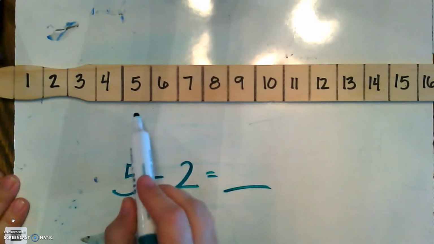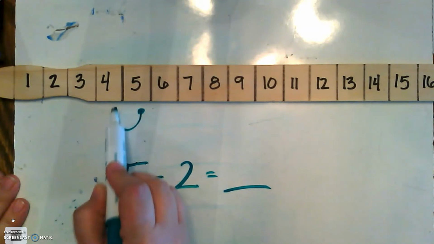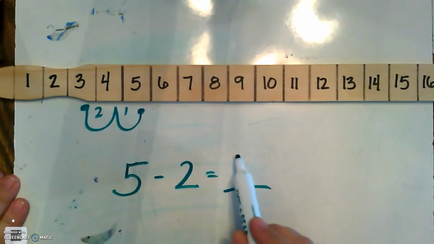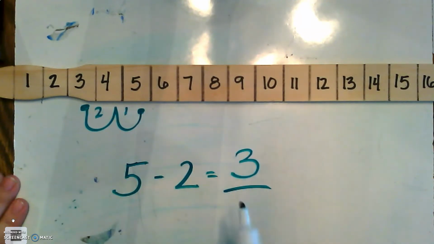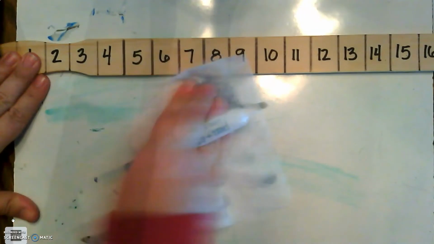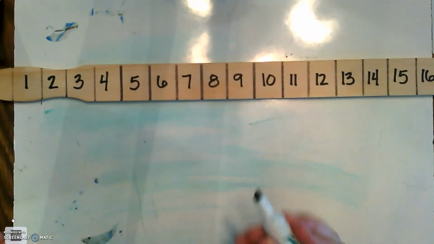So we should have started at 5, and we would have jumped 2 times. 1, 2, and we ended up at 3. So 5 minus 2 equals 3. Great job. And remember, we're moving left or down the number line.